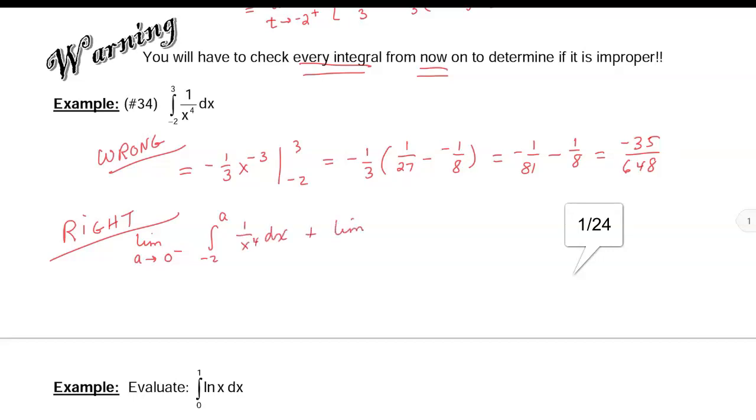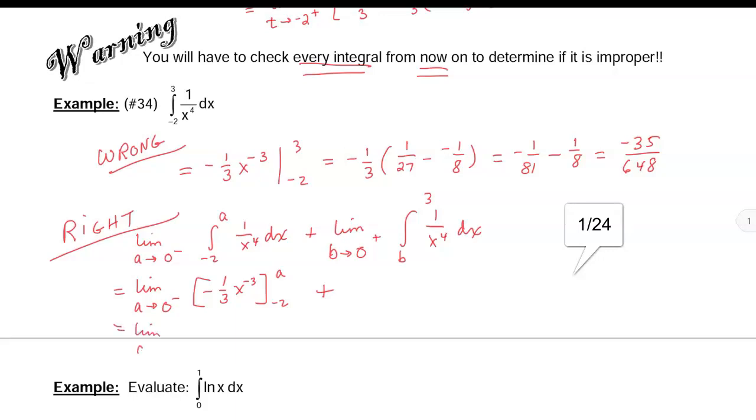Add the limit as b approaches 0, but we're going to come in from the right. So the integral will start with b and go up to 3. If I just look at the first limit, the limit as a approaches 0 from the left, the antiderivative here is -1/3 x to the -3rd, evaluated from -2 to a. Okay, I can just look at the first one first.